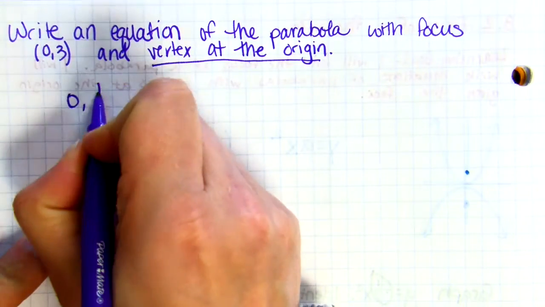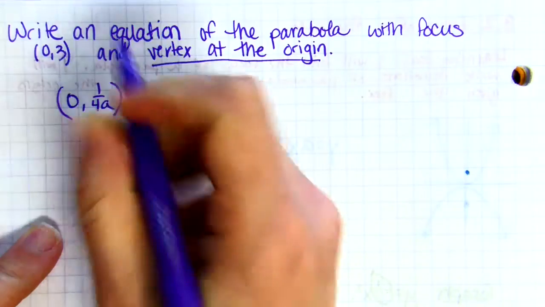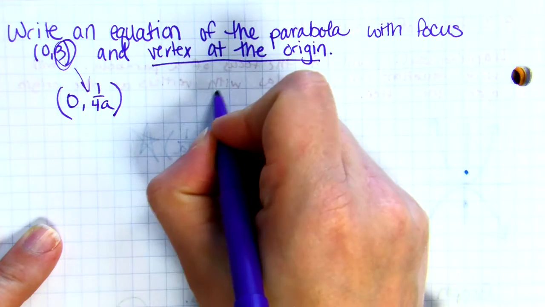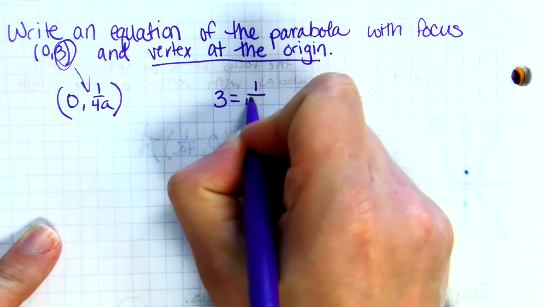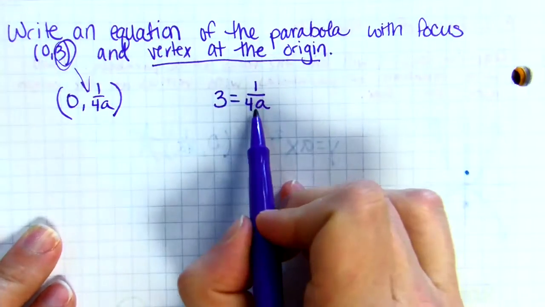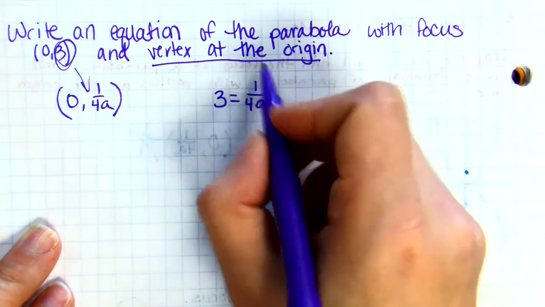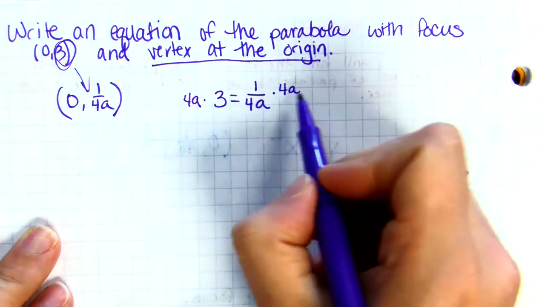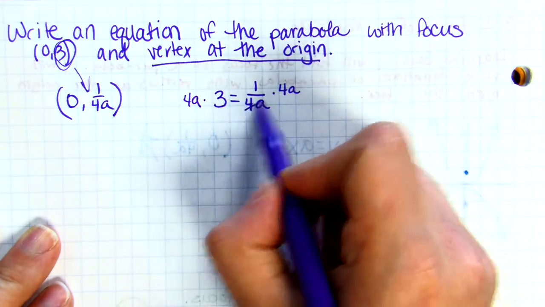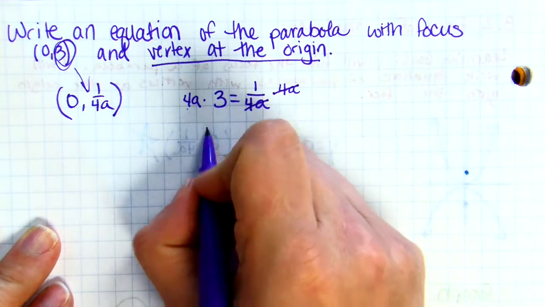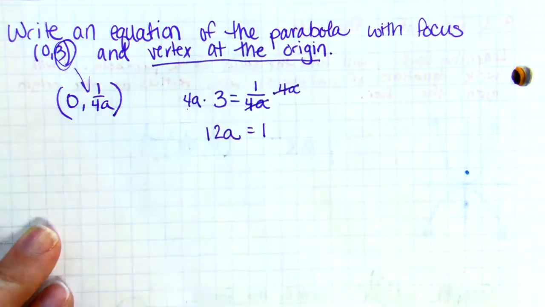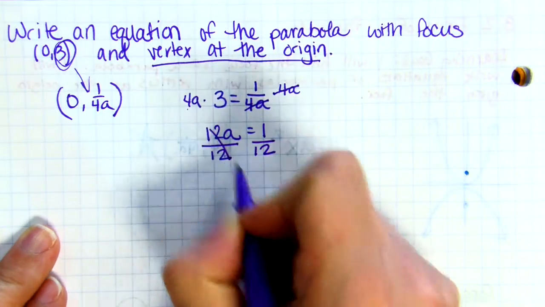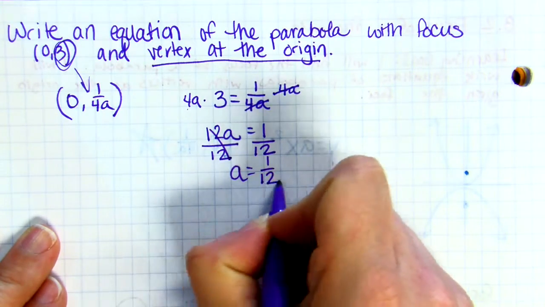So remember, it's (0, 1/4a). So this 3 has to equal 1/4a. So I'm just going to set up an equation. 3 equals 1/4a. I don't like variables in the denominator, so what I will do is multiply each side by 4a. And that gets that variable out of the denominator because these will cancel. 4a times 3 is 12a. So 12a equals 1. Divide each side by 12, and I'll get that a equals 1/12.